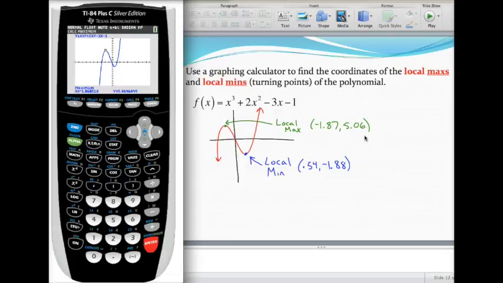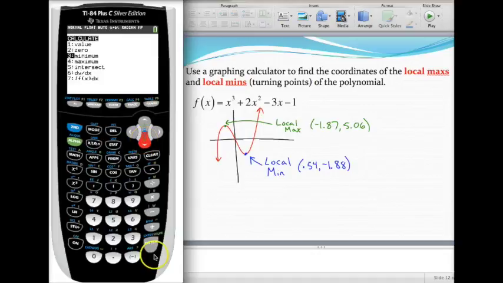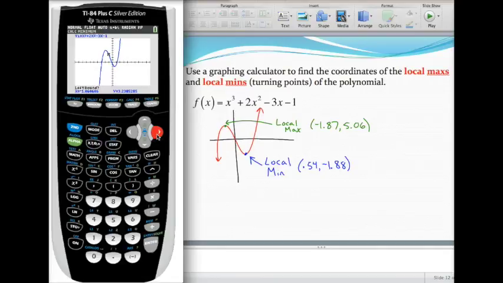To find your minimum, it's the same thing, just select minimum. So second, trace, and this time select the minimum value. Once again, they'll ask you the same 3 questions: go to the left of the 0, go to the right of the 0, and press enter. So left of it is over here, right of it is somewhere on this side, and for guess, just press enter. Once again, your decimals are usually going to be really nasty, so let's just agree to round to 2 decimal places. So there are my maxes and mins.